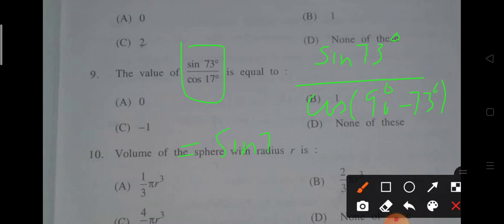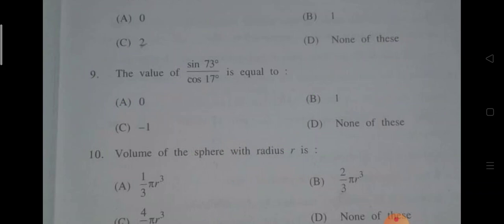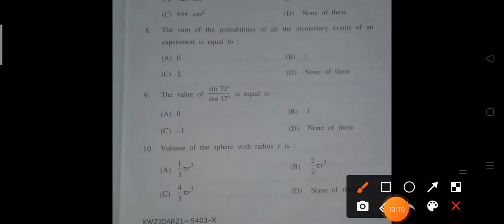Now I have a formula. What is that? Cos of 90 minus theta is equal to sine theta. So cos of 90 minus theta is sine theta. That means this is sine 73 degrees. So sine 73 and sine 73 get cancelled. This is equal to 1. So the correct answer is going to be 1.